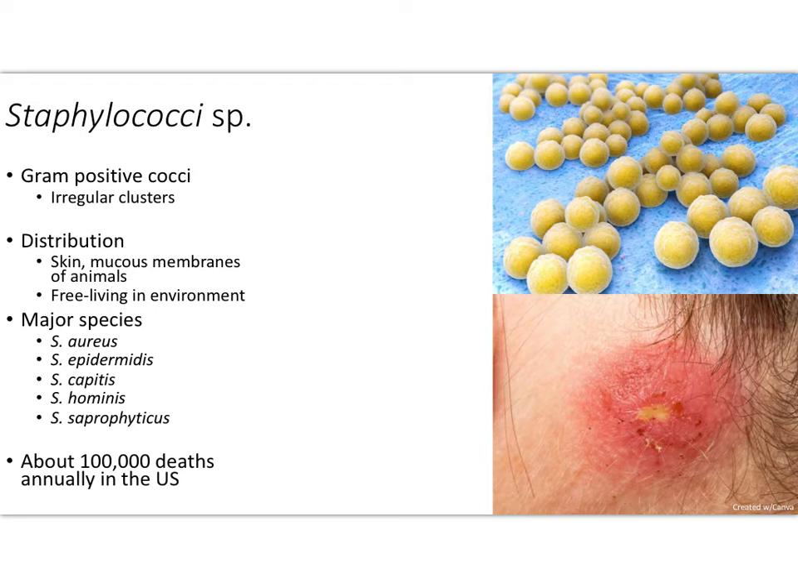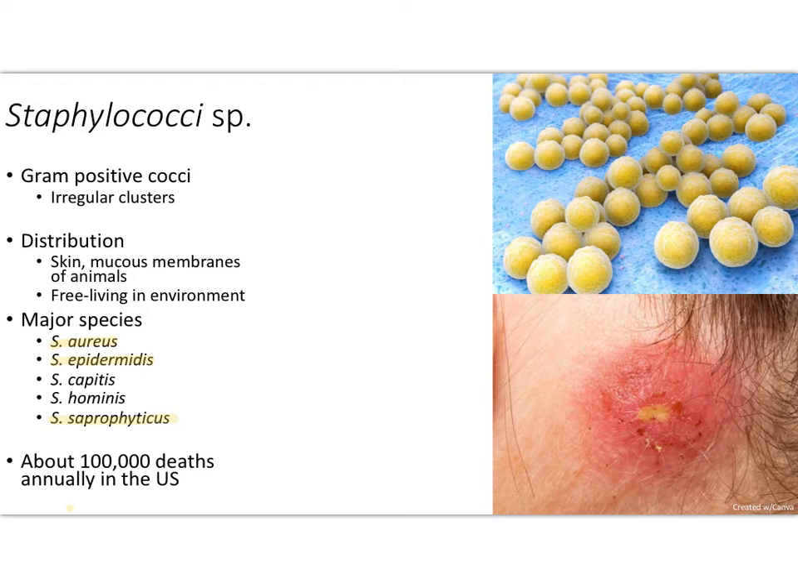There are several species within this genus, but there are a few that are the most significant to humans at least. The most significant species of Staphylococci to humans are Staph aureus, Staph epidermidis, Staph capitis, Staph hominis, and Staph saprophyticus. And out of this list, there are three that are the most important, and those would be Staph aureus, Staph epidermidis, and Staph saprophyticus. So out of this list of the 5 most important species of staph to humans, these are the top 3.